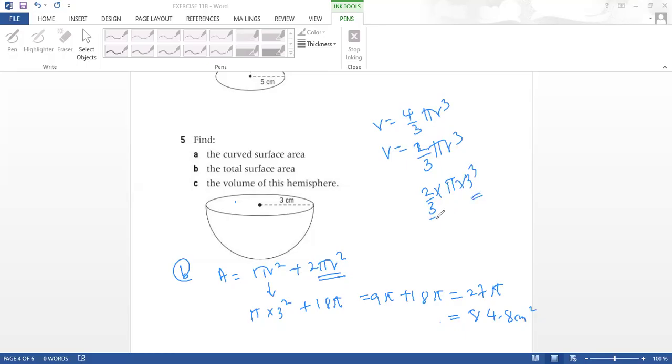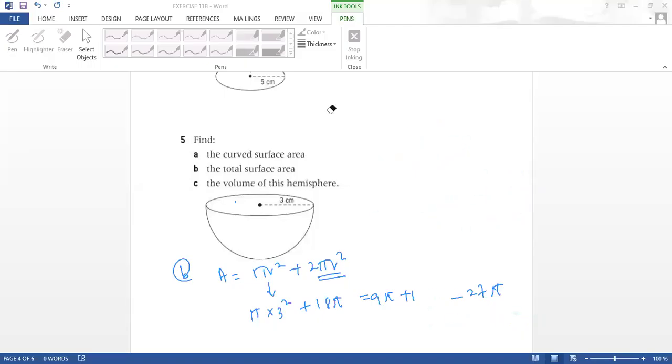This is 27 divided by 3 is 9, multiplied by 2 is 18. So here we have our answer, 18 pi to 3 significant figures, that is 56.6 cubic centimeters. So that is for number 5. Let's move on to number 6.